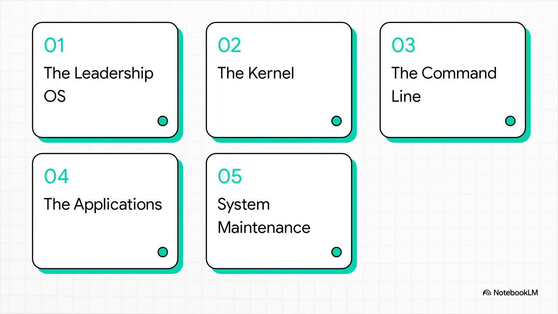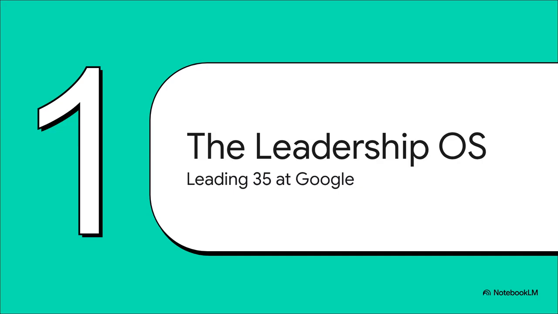So, here's how we're going to break it all down. First, we'll talk about the big idea, the premise of the Leadership OS. Then, we're going to dig into its core code, the kernel. From there, we'll look at the day-to-day command line, the applications it runs for key tasks, and finally, how it handles the inevitable bugs with system maintenance. All right, so let's dive in.